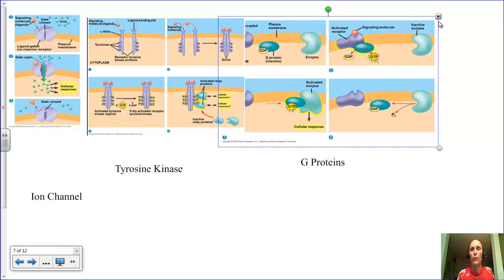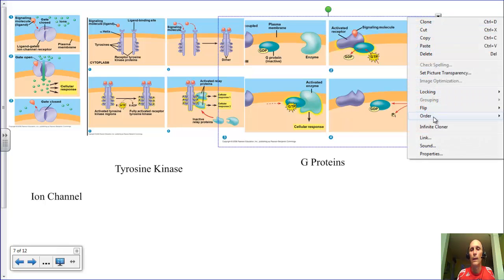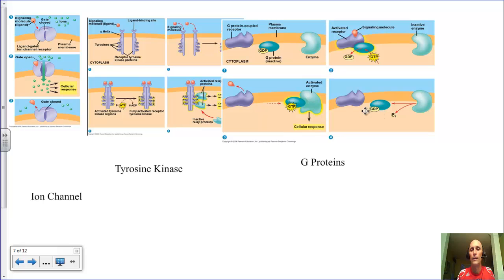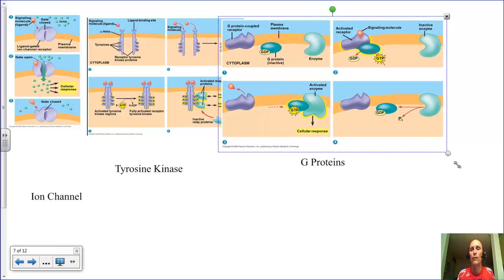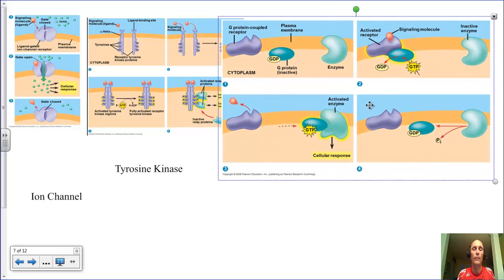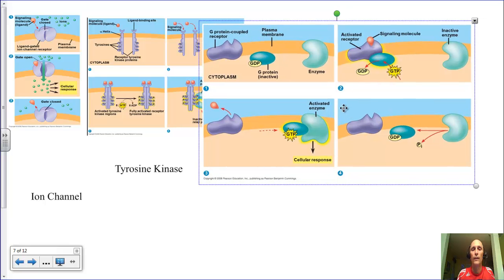Now the third one is the most varied one of the three. These guys have the greatest variety of cell responses associated with them. And they're also going to be using a different molecule than ATP, like we saw in tyrosine kinase. They're going to be using GTP. GTP is pretty much the same thing. It's just going to be guanine instead of adenine that forms the base for it.